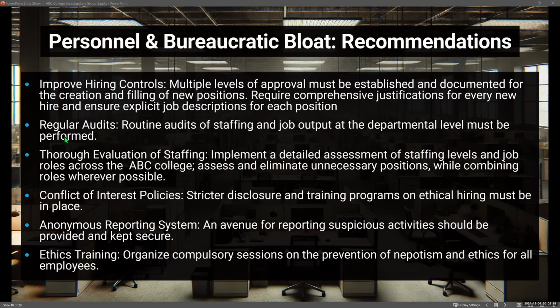So recommendations: improve hiring controls, have multiple levels of approval, have everything documented properly, have routine audits, right? Thorough evaluation of staffing, make sure that these new job roles that are being invented actually need to exist. Have stricter disclosure policies regarding conflicts of interest. And it's always nice to have an anonymous reporting system for whistleblowers because that's how you get the most leads and find the most fraud. And of course, ethics training would always be nice, make it compulsory, especially in regards to nepotism.